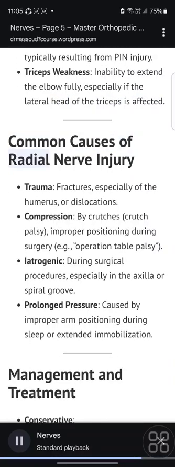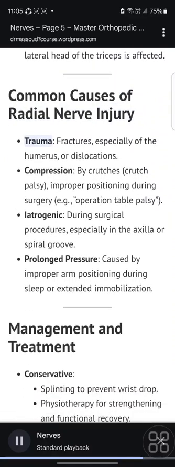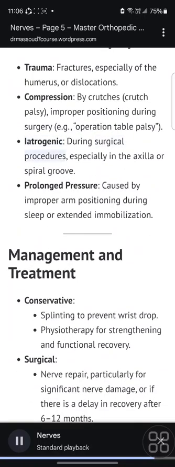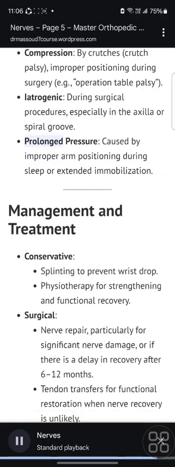Common causes of radial nerve injury. Trauma: fractures, especially of the humerus, or dislocations. Compression by crutches, crutch palsy. Improper positioning during surgery, e.g., operation table palsy. Iatrogenic: during surgical procedures, especially in the axilla or spiral groove. Prolonged pressure: caused by improper arm positioning during sleep or extended immobilization.